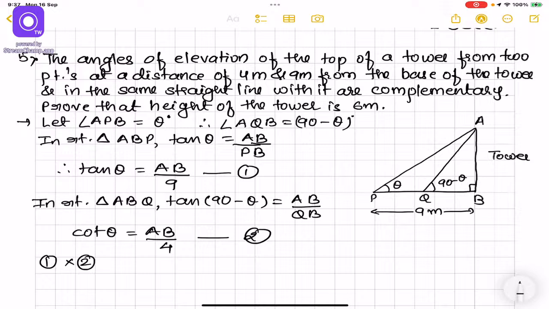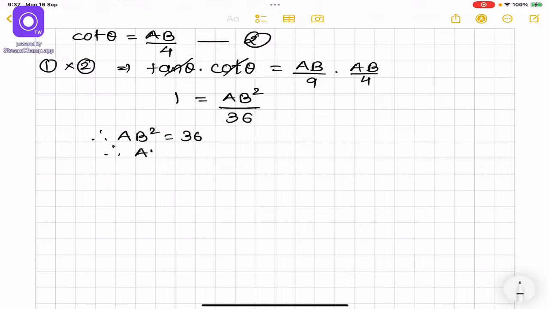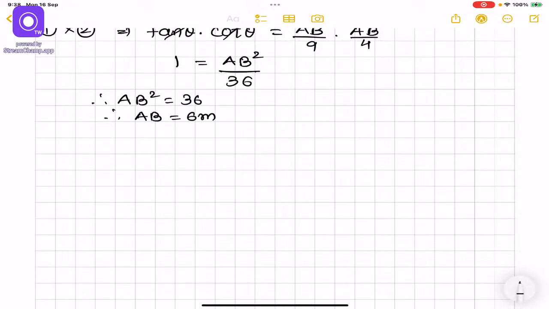So LHS will be tan theta into cot theta, which is equal to AB upon 9 into AB upon 4. So now see, tan theta and cot theta will get cancelled because both are reverse of each other. So I can say 1 equal to AB square by 36. So therefore AB square equal to 36. So therefore AB equal to 6 meter. So I proved that it is 6 meter. Now any doubt in this sum? Any doubt here till here?